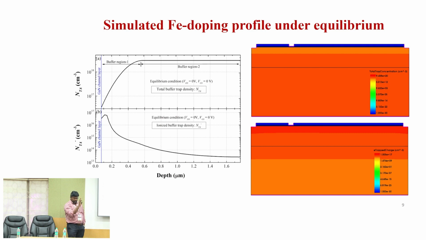In carbon doping also it is like that, but it may not vary with this kind of exponential behavior. It may vary in steps. Maybe it is constant for some region, then it will rise. So this is the ionized doping profile. The first one is the total trap concentration we considered according to this condition, and the second is the ionized acceptor trap concentration at equilibrium condition.